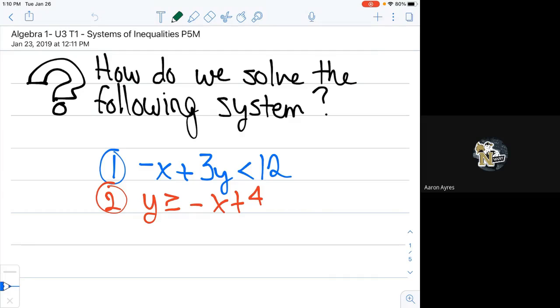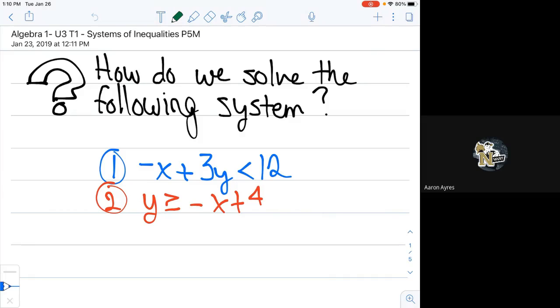We were discussing how to solve it. Wonderful. I chose substitution. You chose substitution, okay? So take me through your process, please. So first I replaced the y in negative x plus 3y with x minus 4.